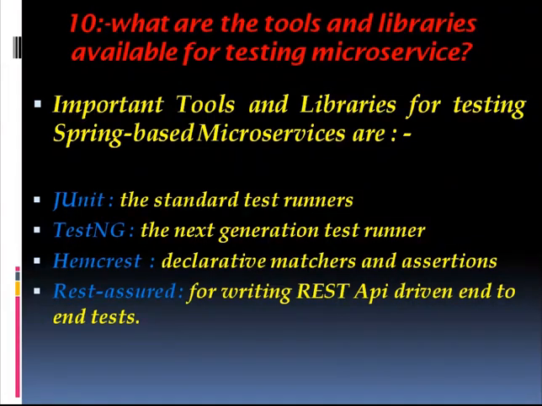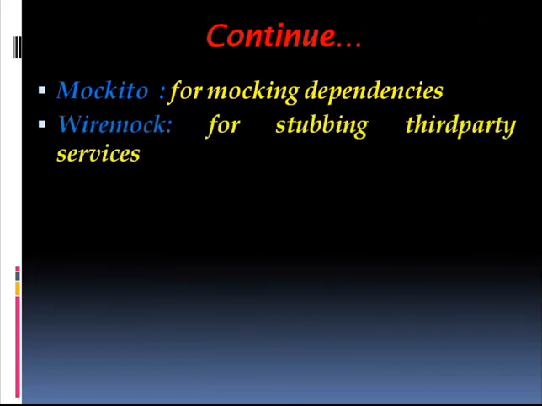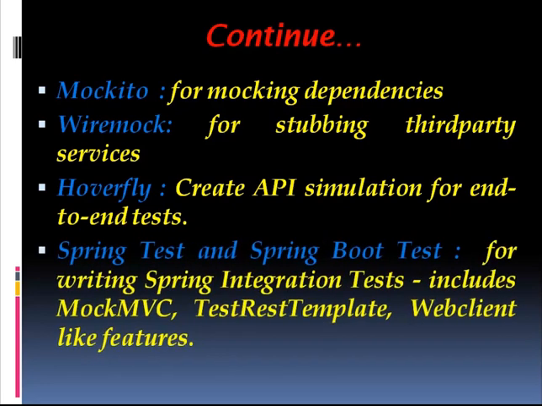REST Assured is used for writing REST API driven end-to-end tests. Other tools are Mockito for mocking the dependencies, WireMock for stubbing third-party services, and Hoverfly, which creates API simulation for end-to-end tests.